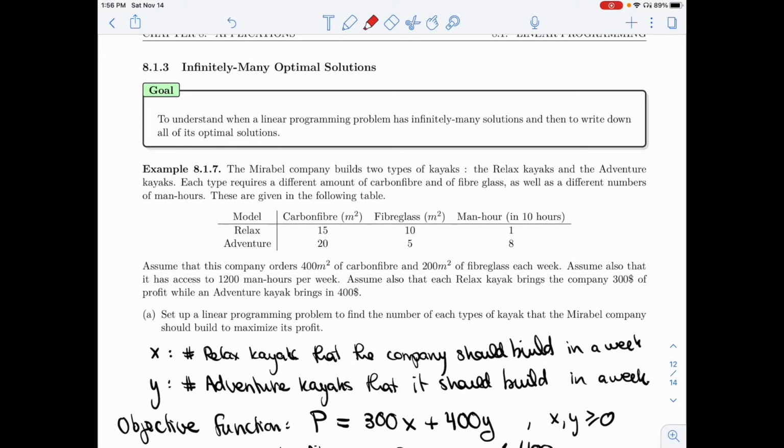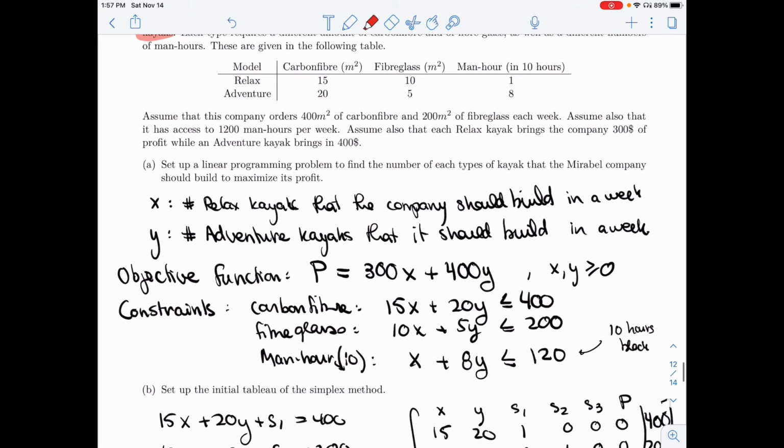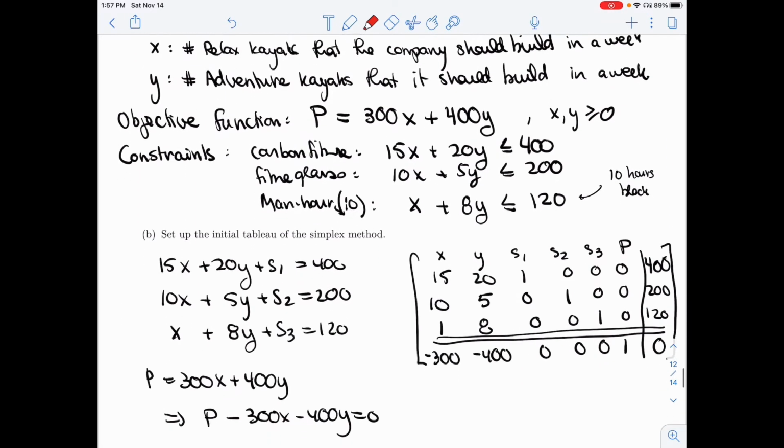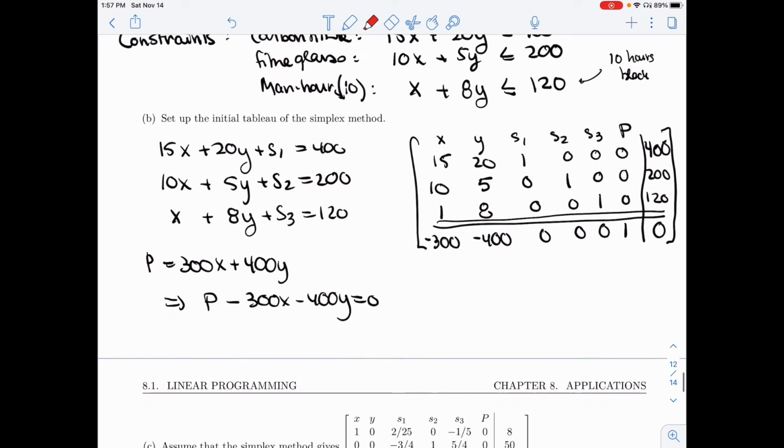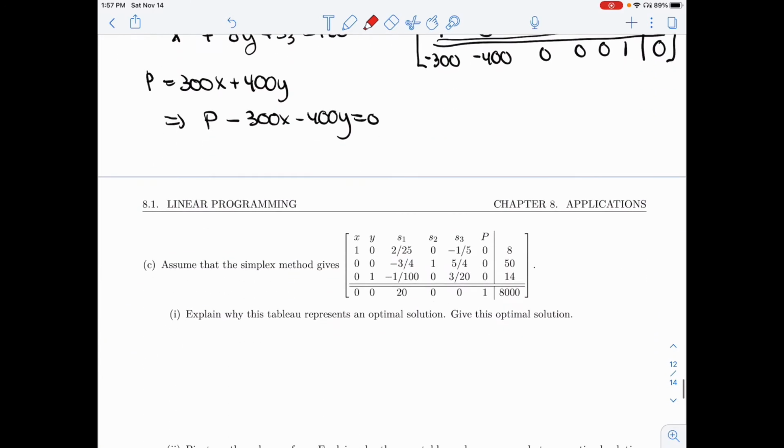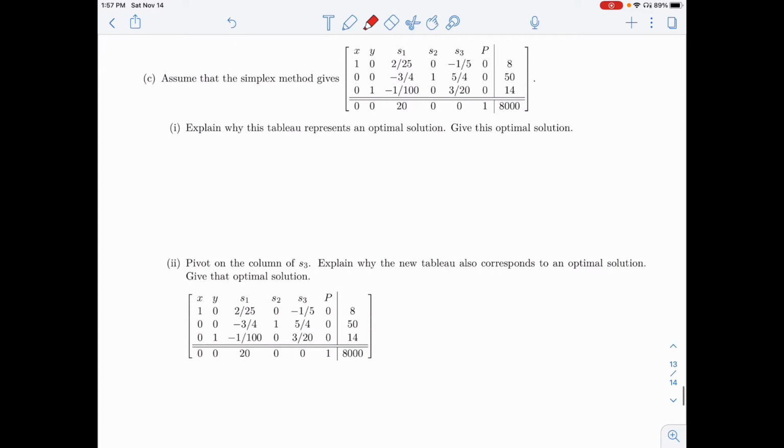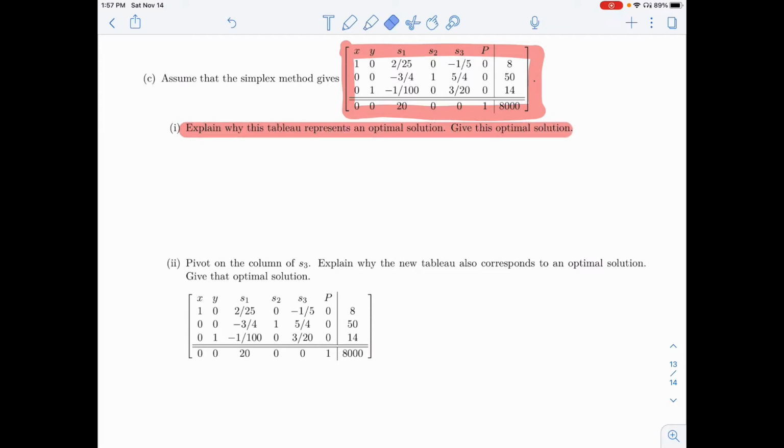All right, welcome back. In this video, we'll keep working on example 8.1.7. We had started looking at the Mirabel company that could build two types of kayak, the relaxed kayaks and the adventure kayaks. We had set up the linear programming problem, and we also set up the initial tableau of the simplex method. And now we're off to part C. We're given the reduction here. And we're asked to explain why this tableau represents an optimal solution and give this optimal solution.